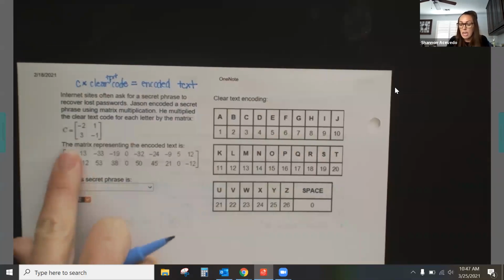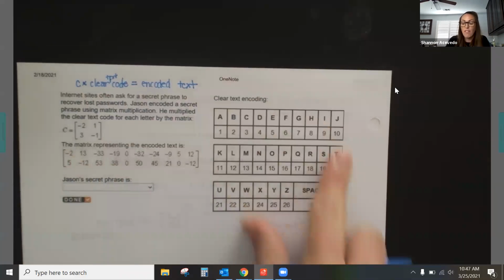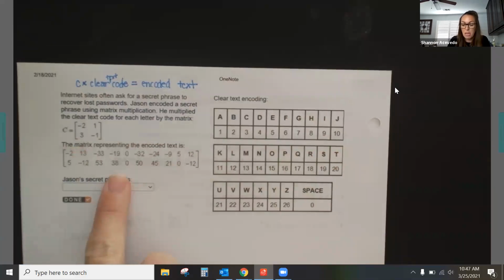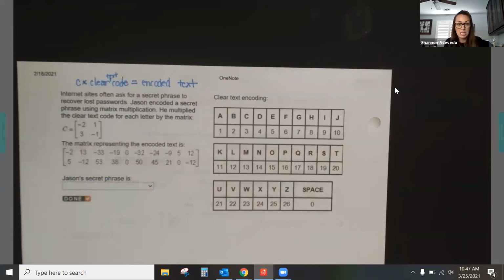So here's what this is saying. This encoded text, these numbers are representing values. Now these don't match up here. That's because this is the coded piece. It's encoded. It's part of it.